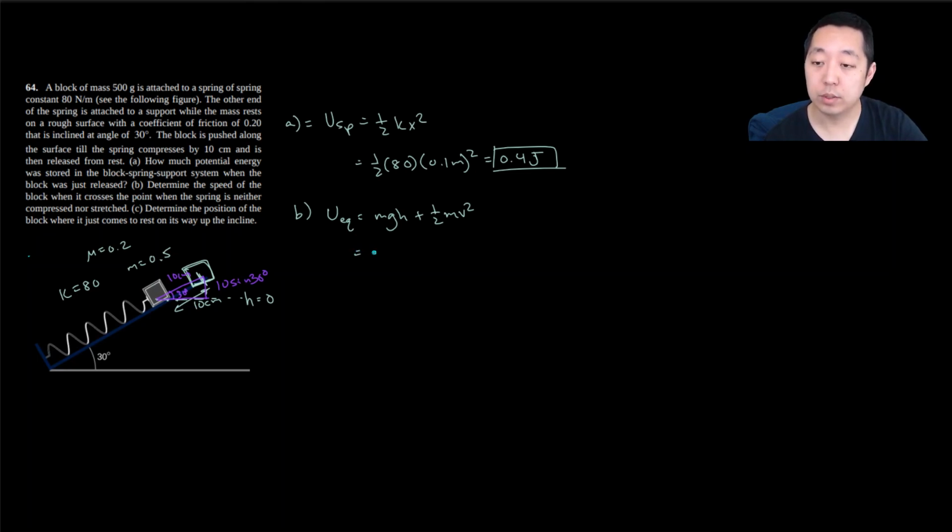So this is equal to mass, which is 0.5, times 9.8 times 10 sine 30 degrees, equals 1, plus 1/2 times 0.5 times v squared is equal to 0.4 joules. Oh, actually, it's a little bit tricky because we have some friction. Let's not forget that. Plus the work done by friction will equal 0.4 joules. Okay.